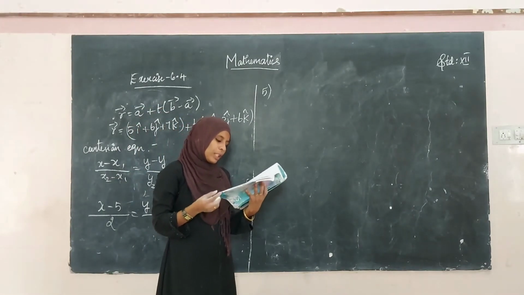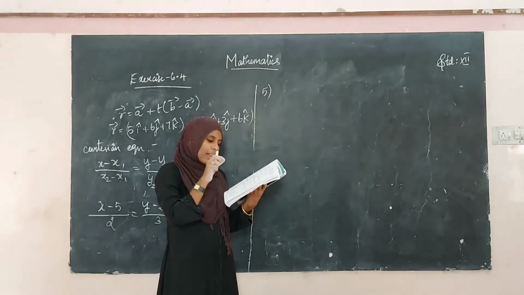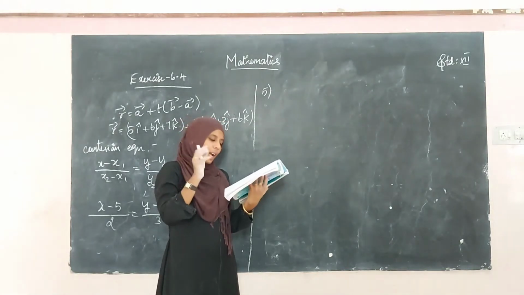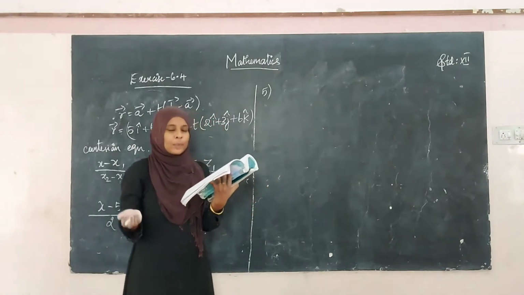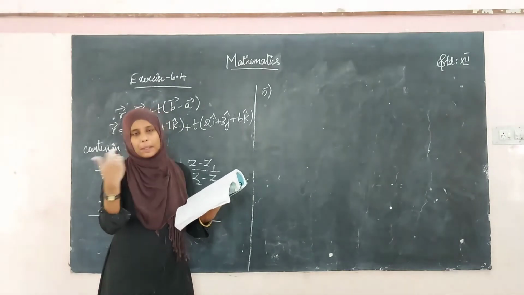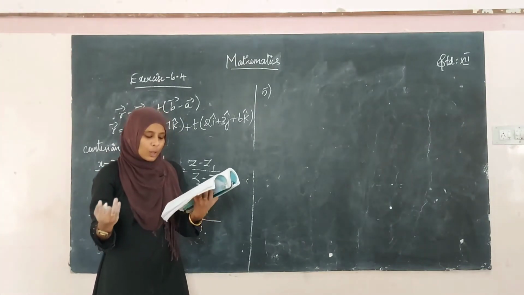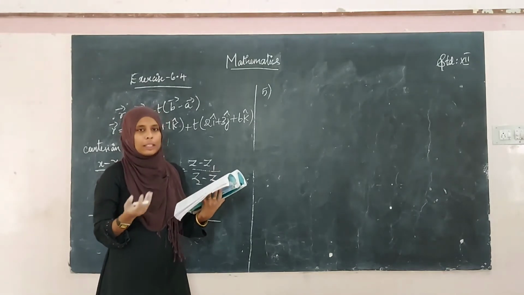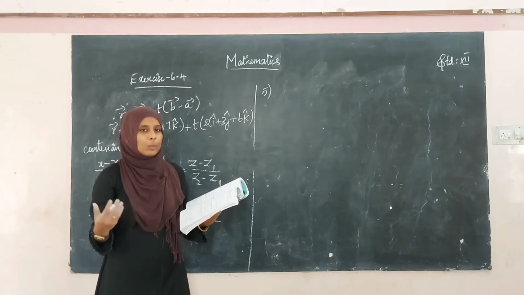See the first subdivision: r vector is equal to a vector plus t into b vector, and again r vector is equal to c vector plus s into d vector. From that we want only the parallel direction vectors, right? So you just take b vector and d vector alone. Then use the formula cos theta is equal to modulus of b vector dot d vector divided by modulus b vector into modulus d vector.